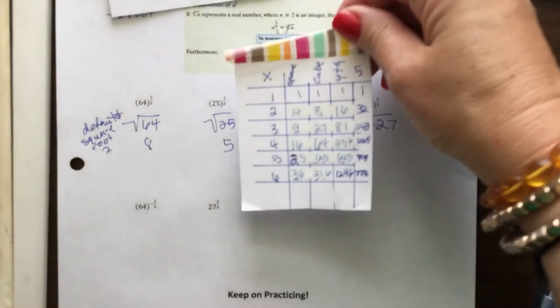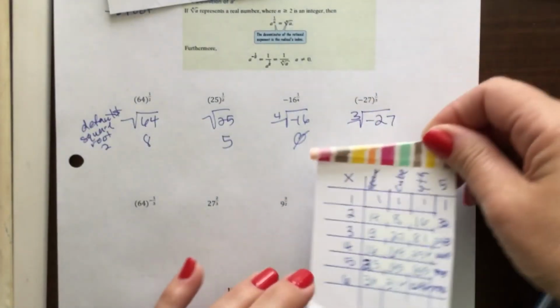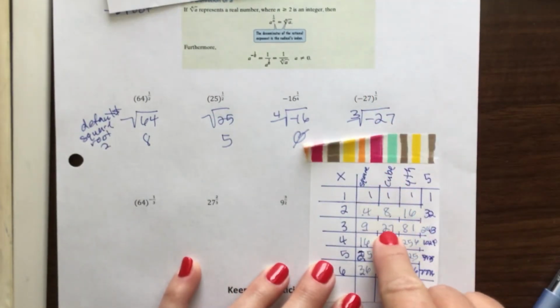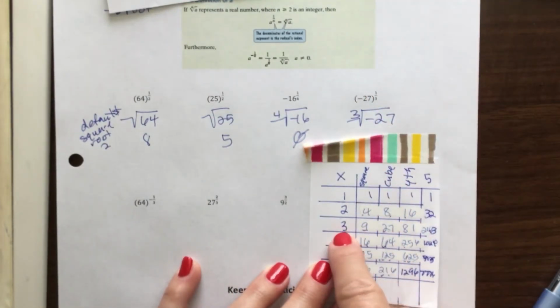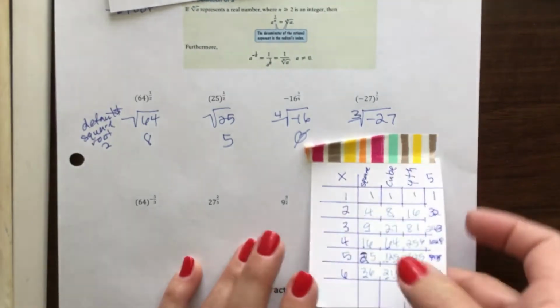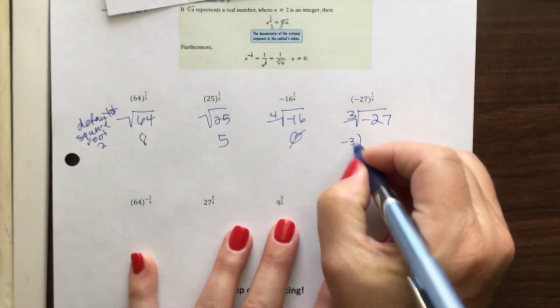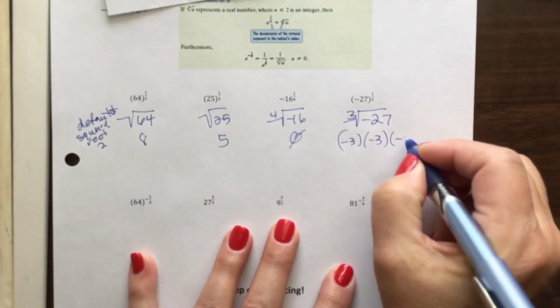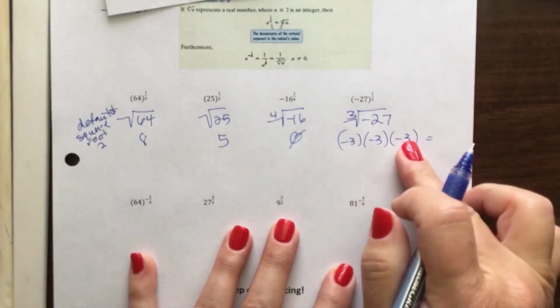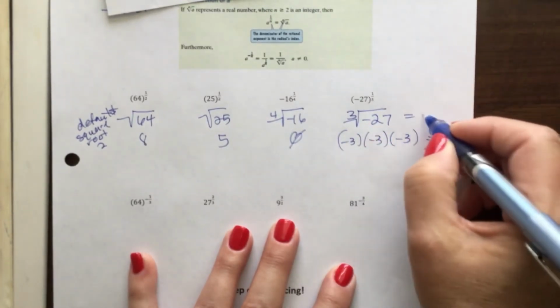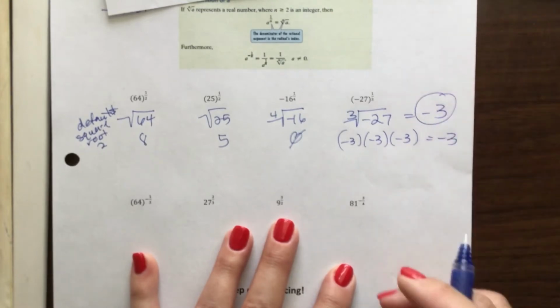And earlier I had this little chart. So you're just looking down your cubes. Here's 27. Its root is 3. But this is not just a 3. This is saying negative 3 times negative 3 times negative 3, because 3 negatives would make a negative, so that's negative 3. So the actual answer is a negative.